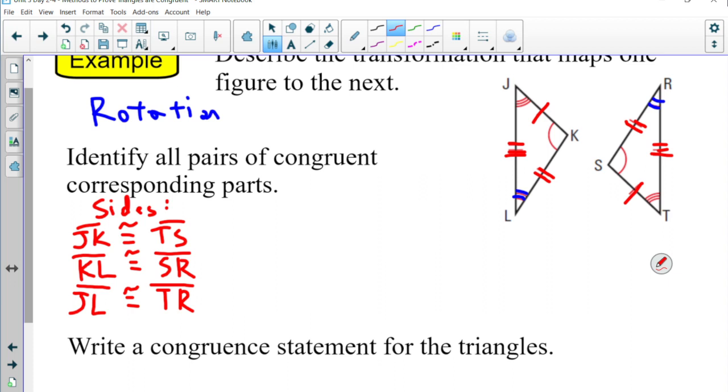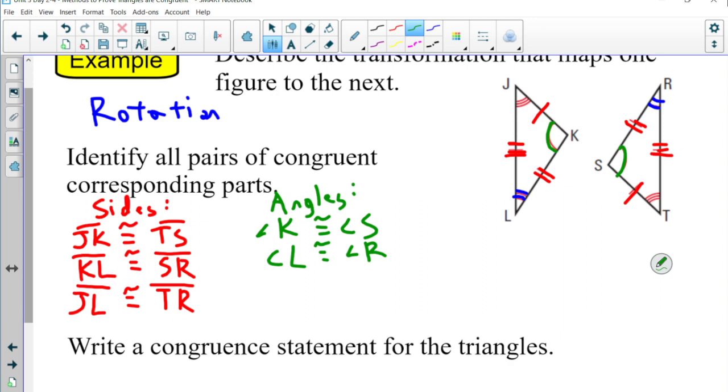Then we're going to look at our 3 pairs of angles. So what pairs of angles have to be the same? Well, again, we're going to go by the tick marks. So I have angle K. Angle K has 1 tick mark. I'm going to match it up with the other one that has 1 tick mark, which is angle S. Then we had angle L, congruent to. Well, where did L go? It went up to angle R. So angle L rotated up to angle R.